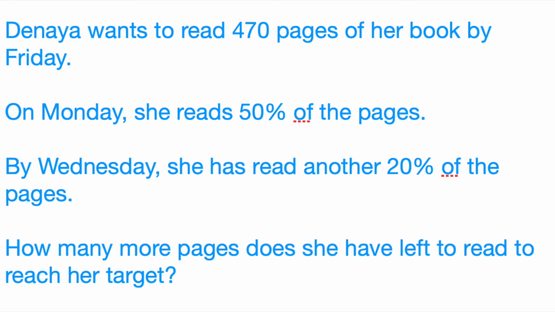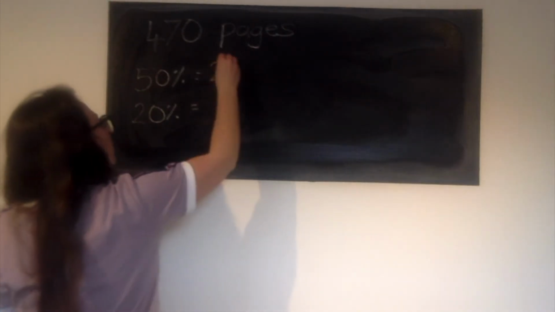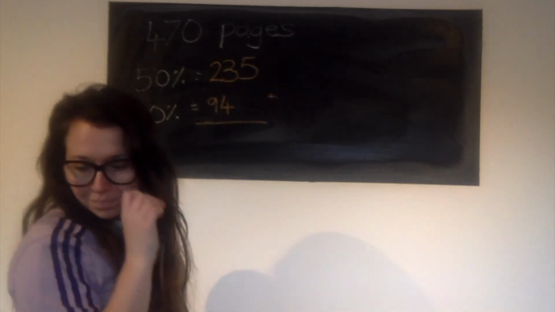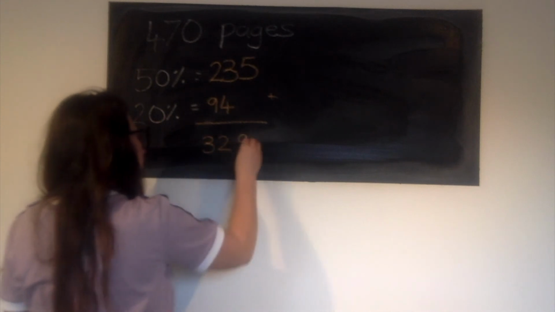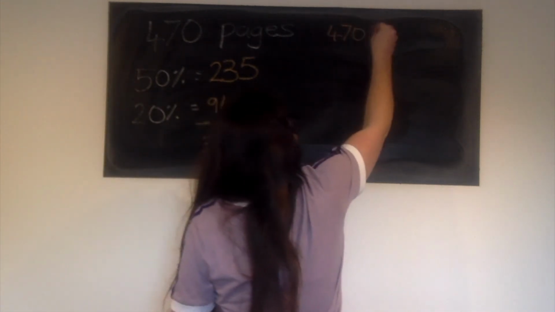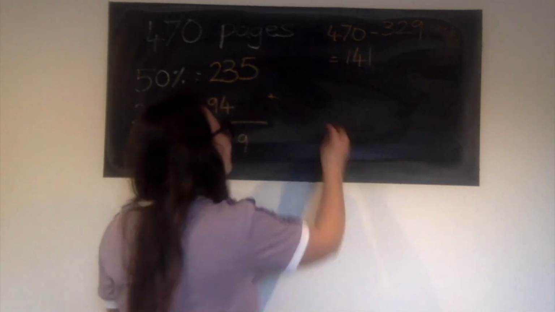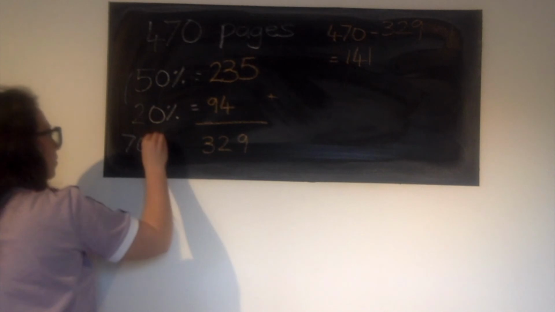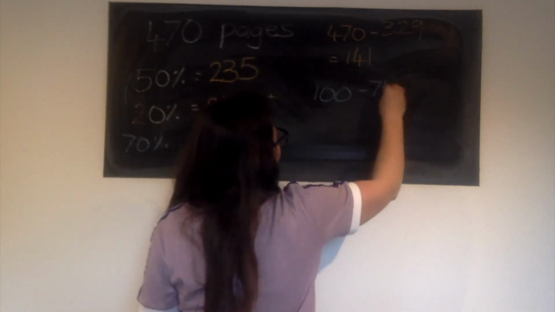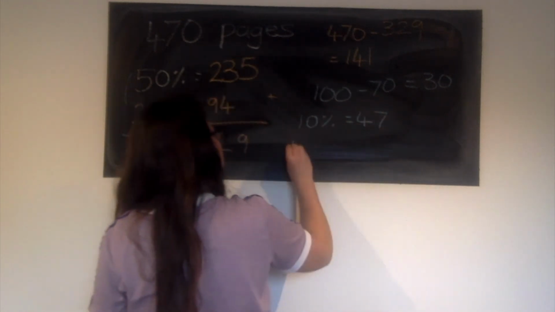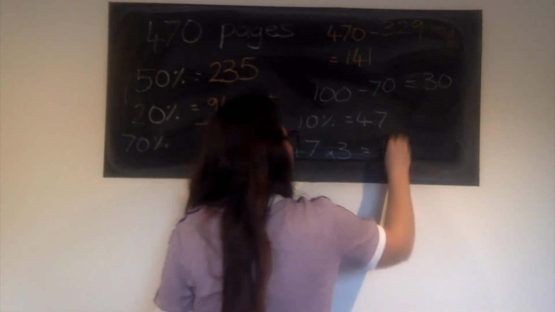Now I want you to pause the video and have a go at this word problem. Think about the whole percentage and work out what's left. So first off, find 50% of the pages, which is 235, and then 20% is 94 pages. If you add those together, it gets 329 pages that she's read. So to figure out what she's got left, you do 470 take away 329. Alternatively, as we know that she's read 70% of the book, we know she's got 30% left to read. So we could find out 10%, which is 47, multiply it by 3, and you get the same answer of 141 pages. Well done if you got that.